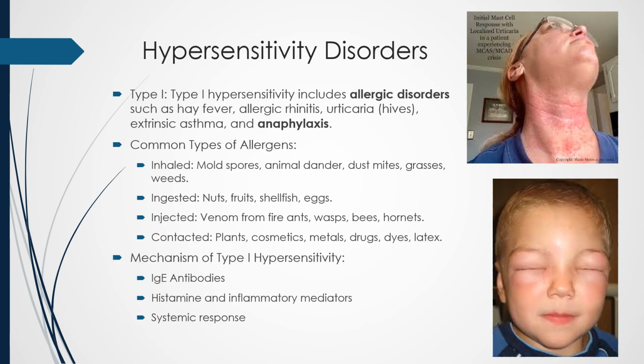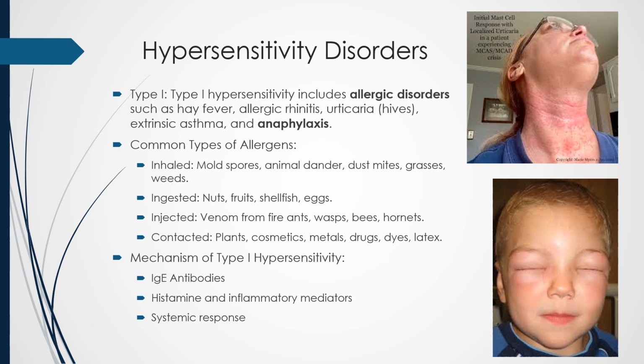Type 1 hypersensitivity includes allergic disorders such as hay fever, allergic rhinitis, urticaria or hives, extrinsic asthma, and anaphylaxis. Allergens are substances that cause allergic responses. They can be inhaled, injected, or come in contact with the skin or mucous membranes.